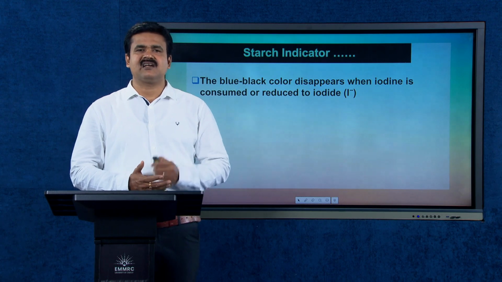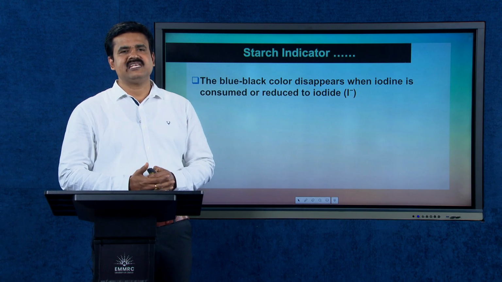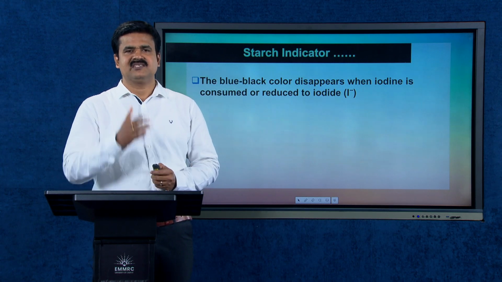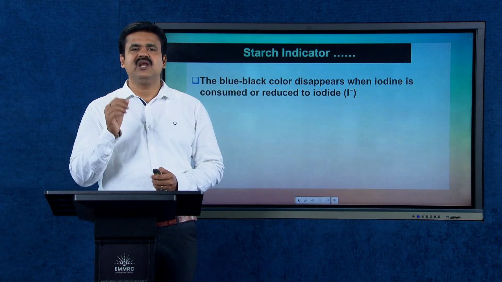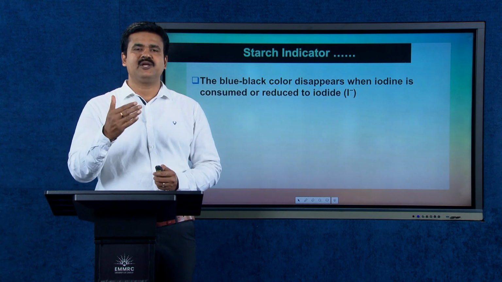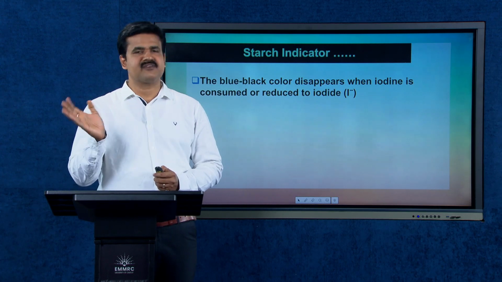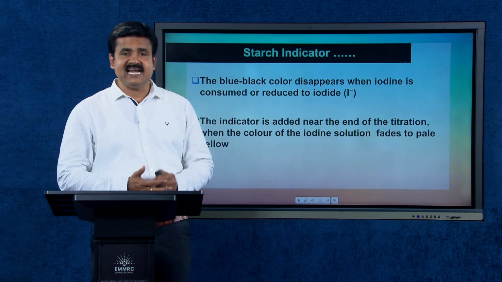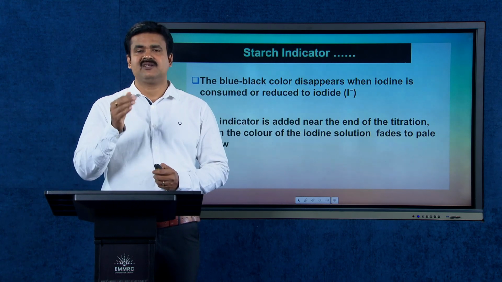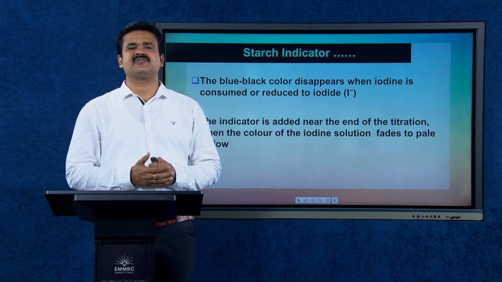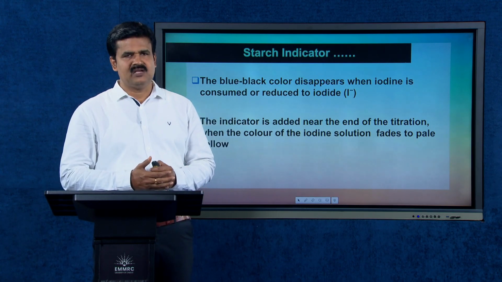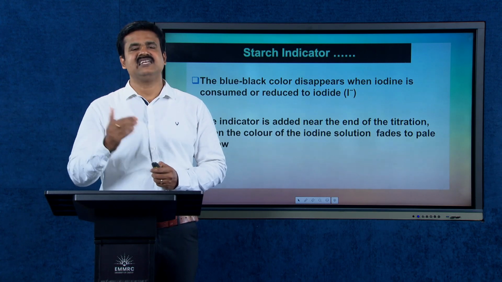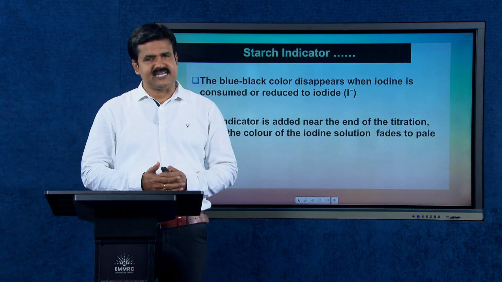The blue-black color disappears when iodine is consumed or reduced to iodide ion, or I- ion. That means starch will show a blue-black coloration only in the presence of I2. If all the I2 is converted to I- ion or removed from the medium, then the color will disappear. The indicator is added near the end point of the titration, when the color of the iodine solution fades to pale yellow. Generally, in order to avoid some errors, we add the starch indicator nearly towards the end of the titration.